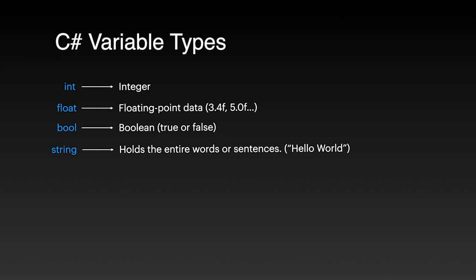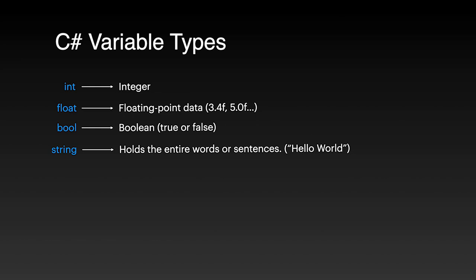Okay, C# variable types. First is integer, right? Integer means 1, 2, 3, 4, 5, 6. When you create an integer variable, you need to put int. Float means that there are decimals, for example 3.4 or 5.0, but usually for float we put an F at the end. And Boolean means true or false.